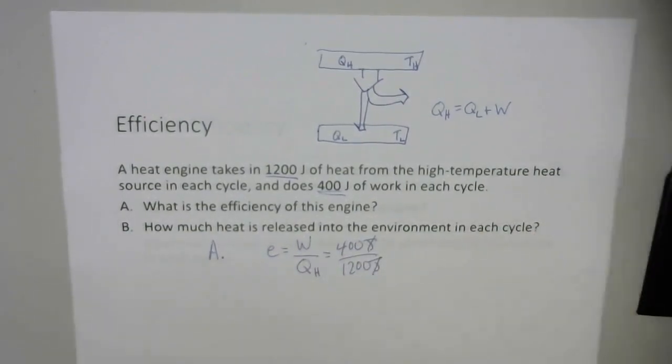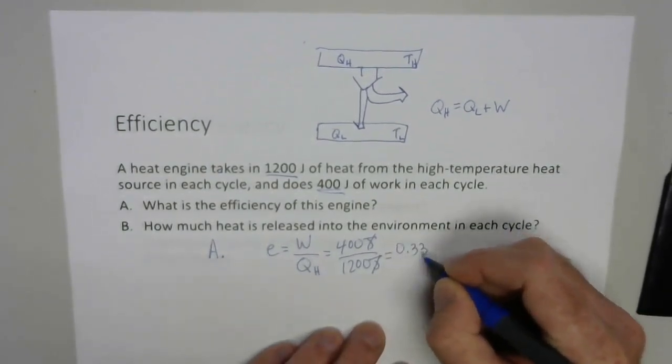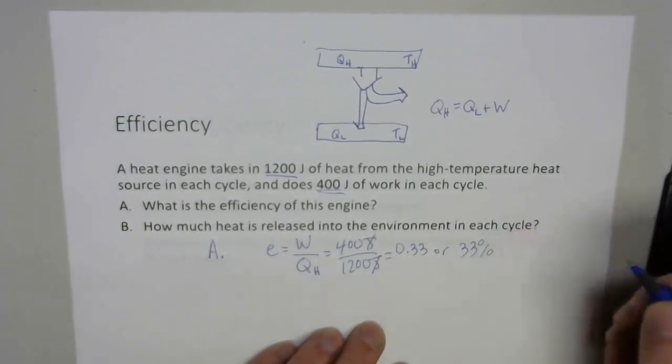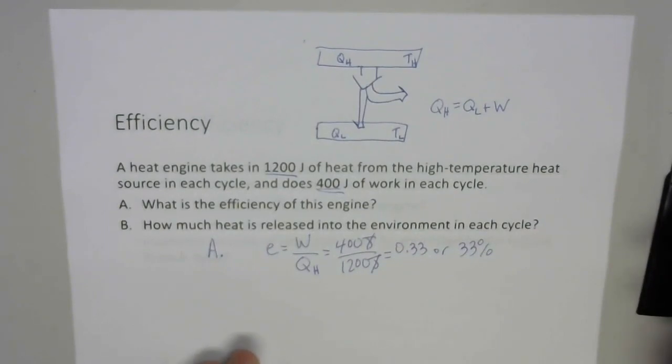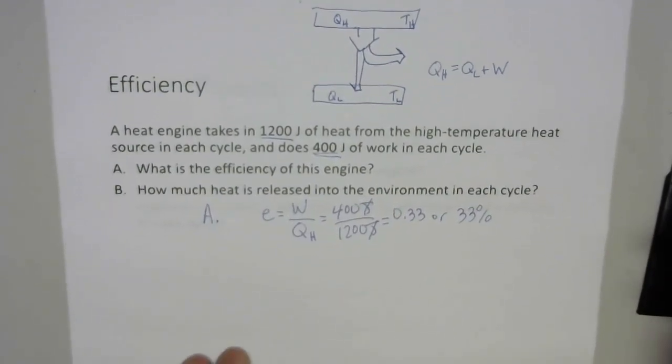So you just divide that out, 4 divided by 12, or 400 divided by 1200. Essentially, it's a third, so 0.33, or you could say it's a 33% efficient engine, which as far as engines go is actually pretty efficient. Your standard automobile engine struggles to get to 30.